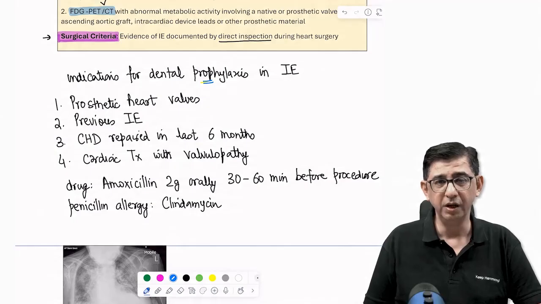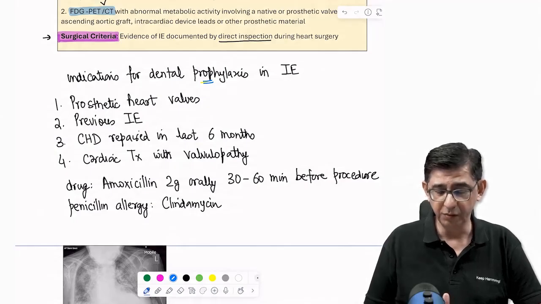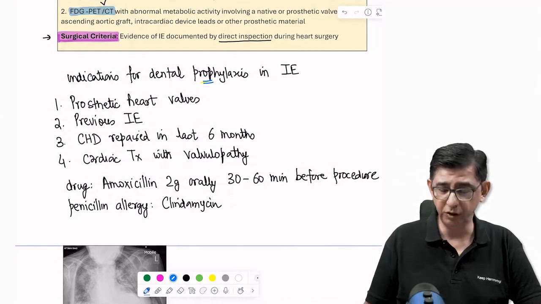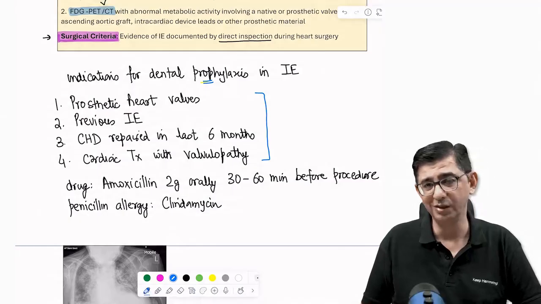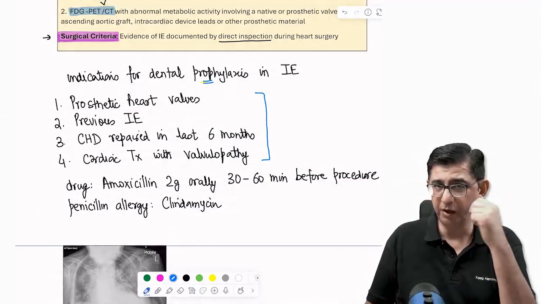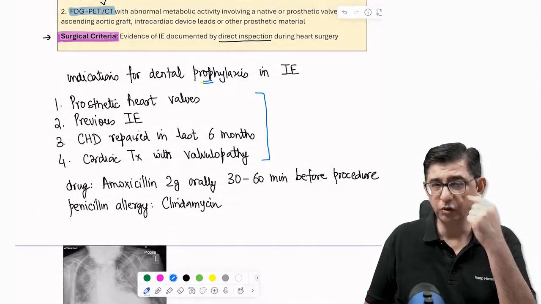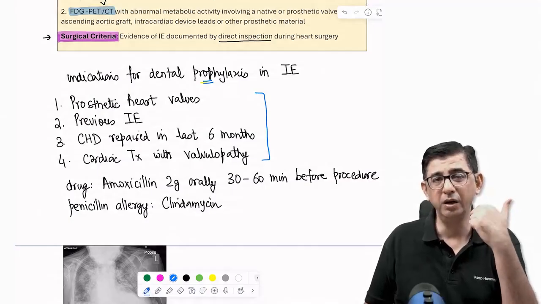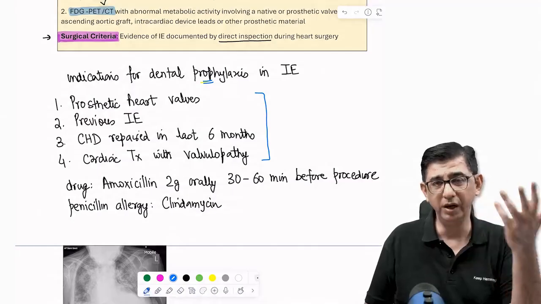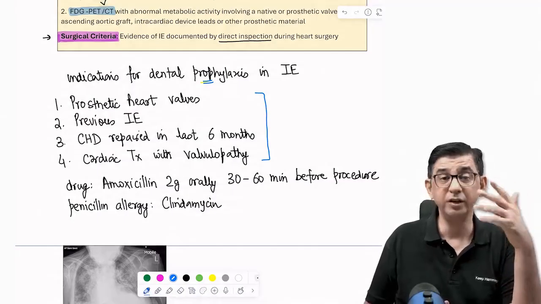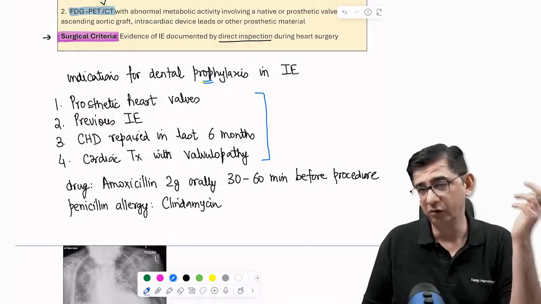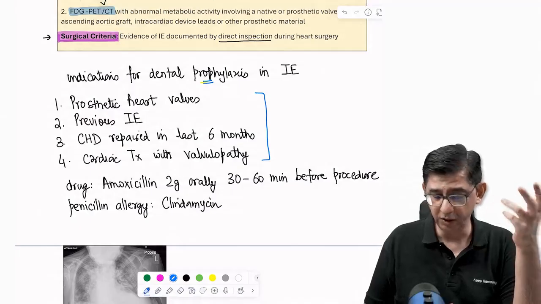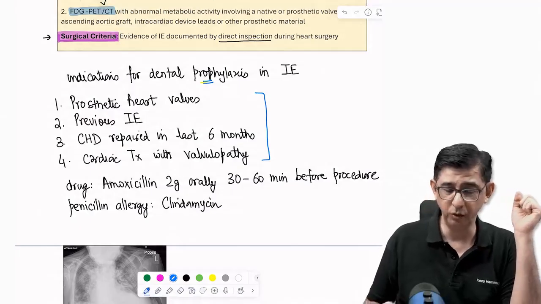Previous endocarditis, congenital heart disease repaired in the last 6 months, and cardiac transplantation with valvulopathy. These are the 4 standard indications for dental prophylaxis, because when you do a root canal treatment, gum procedures, or a dental extraction, the bacteria in the mouth can actually go to the heart and can cause infective endocarditis, worsening what is already present. What is the antibiotic recommended? Amoxicillin about 1 hour before the procedure. In case of penicillin allergy, clindamycin can also be used.